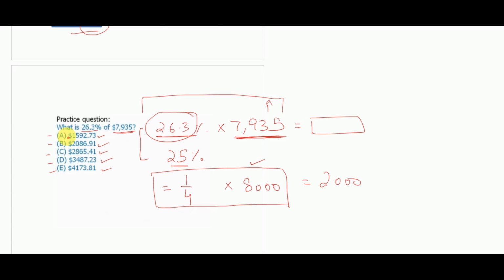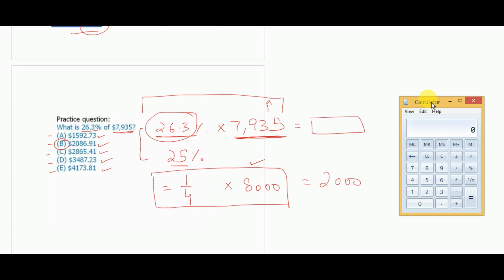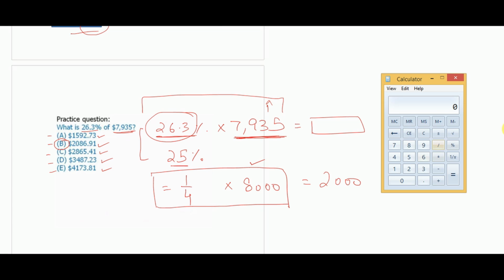Now, definitely you'll say that, okay, we don't see 2000 in these options, but what is the closest number that you see in these options? And that is clearly option B. And if I take out my calculator and feed in 26.3 multiplied by 7,935 divided by 100, I get 2086.905, which is exactly option B.